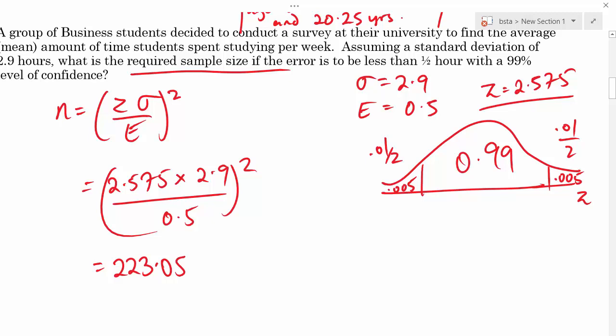223.05. So what's your final answer here? You're estimating a sample size. You're supposed to round your final answer to the nearest whole number. What's your final answer? 223, 224. If you write equals 223, you will lose 1 mark. The answer we're looking for here is 224. Always round up to the next higher integer. Okay? It's 224. Always round up to the next higher integer.